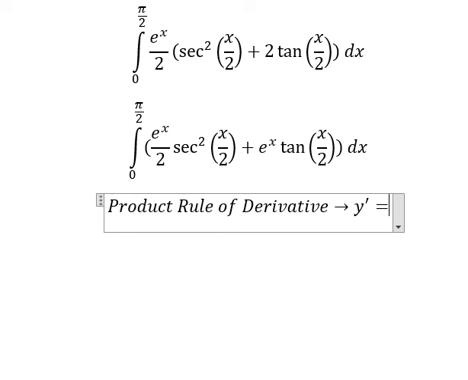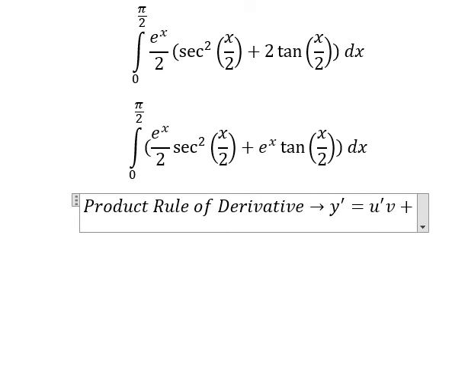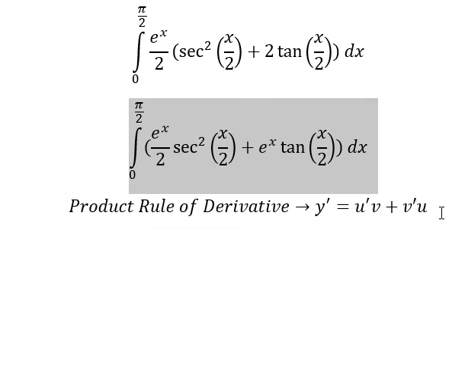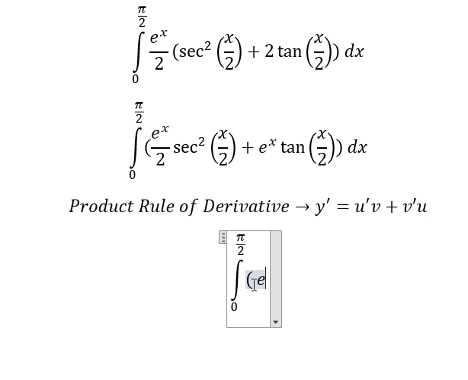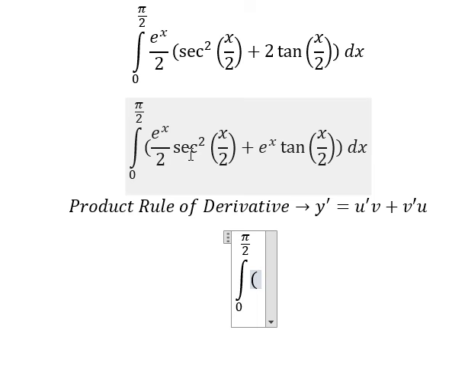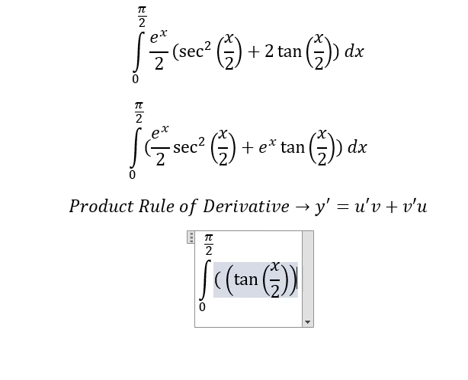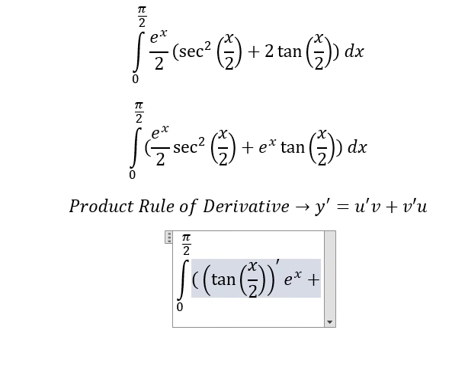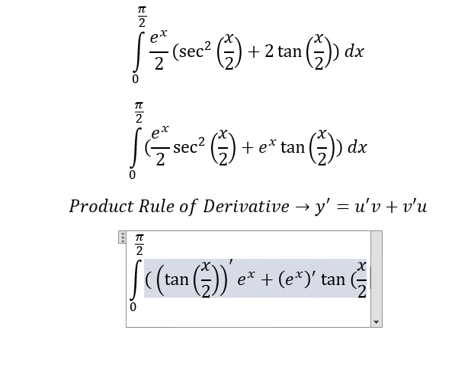First derivative of y, that's the first derivative of u multiplied by v, plus the first derivative of v multiplied by u. So in here, we see that one over 2 secant squared of s over 2, that's the first derivative of tan of s over 2, multiplied by e to the power of s, and the next one, that's the first derivative of e to the power of s multiplied by tan of s over 2.